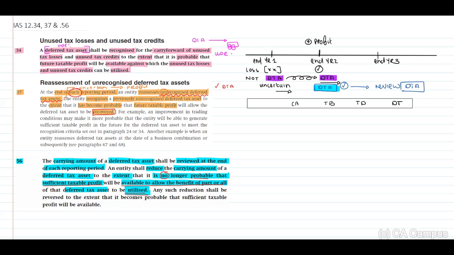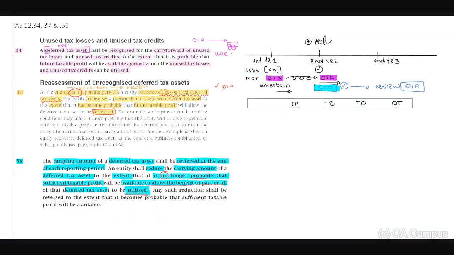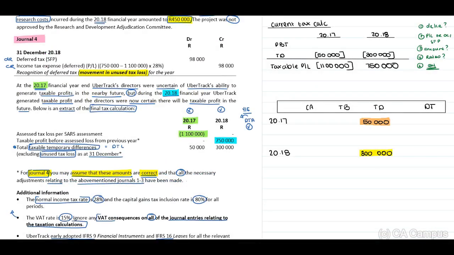Right. Now, this is important. I have identified quite a lot of students still struggle with these principles. Please work through this, ensure that you are comfortable with this. Right. Now, let's have a look at journal entry number 4. Let's work through this journal entry.